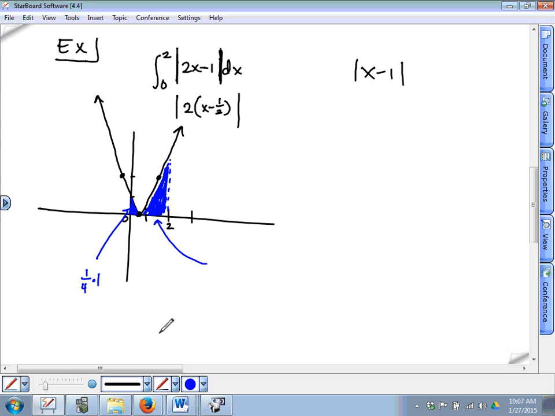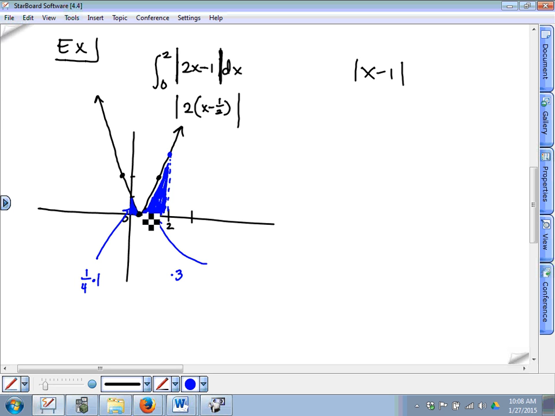Now the area of this triangle. First of all, what's the height? I might not have graphed this very accurately, but how do we find the height? You can plug in a 2 for x. 2 times 2 is 4. 4 minus 1 is 3. Absolute value of 3. So when x equals 2, we're all the way up at 3. So the height is 3.